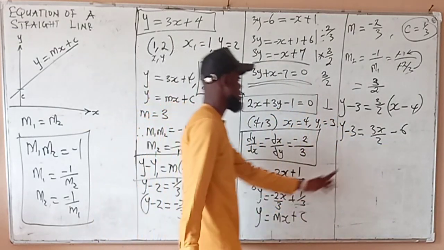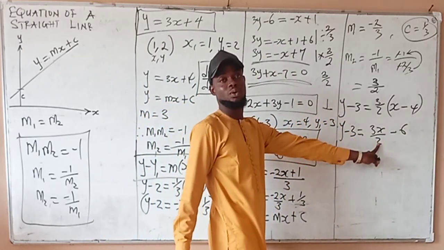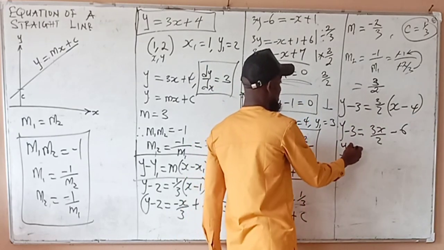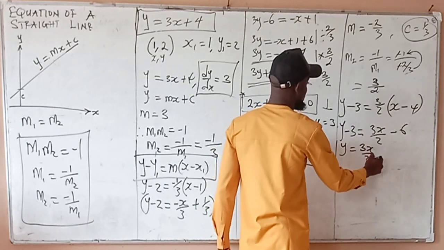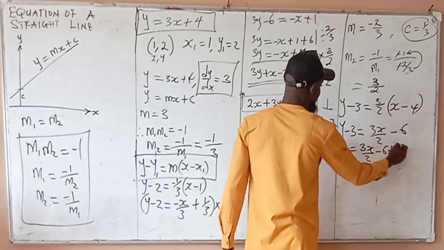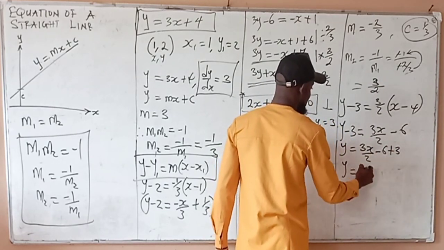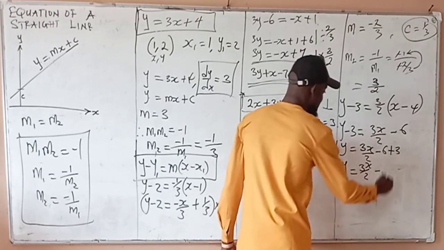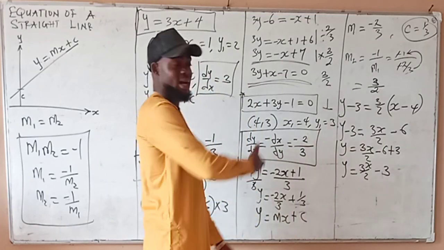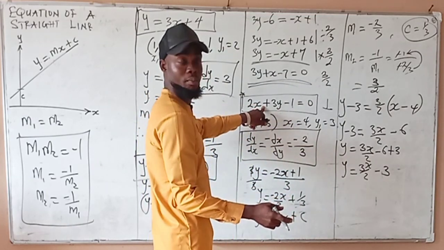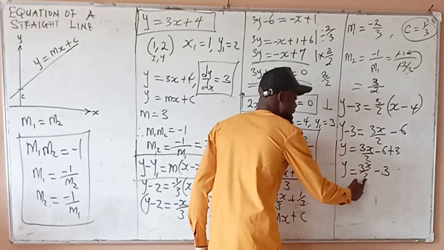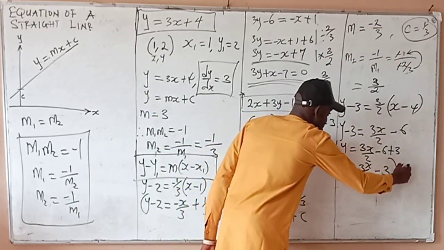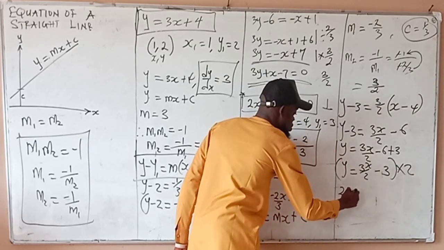So leave that one. What I'm going to do next is multiply everything by 2. If I want to simplify it, we have y is equal to 3x over 2 minus 6. Put this 3 on the other side to become plus 3. So y is equal to 3x over 2, then minus 6 plus 3, that is minus 3. If you want to linearize the equation now and bring it back to this form, multiply everything by 2, which is the highest denominator of all the terms present. So we multiply everything by 2. 2 times y, we have 2y.